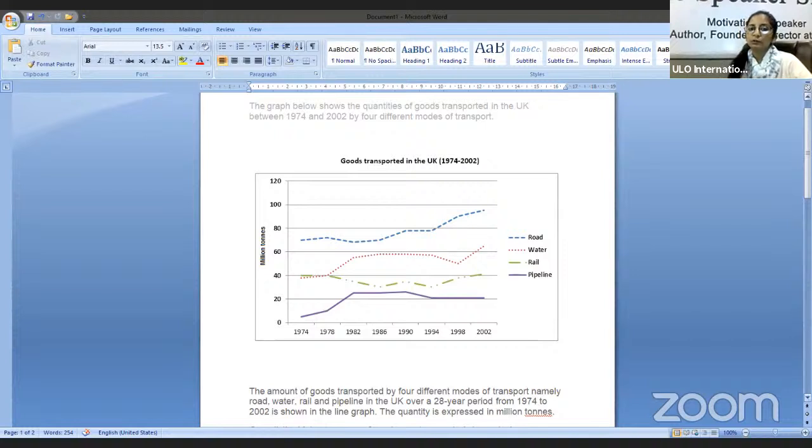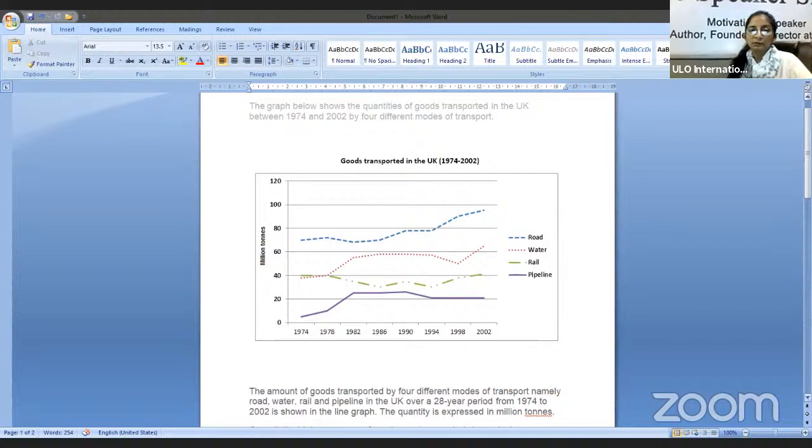So I have started with the amount of goods, not with the line graph. The quantity is expressed in million tons, so here we have given the unit of the quantity. The unit is million tons. The amount of goods transported by four different modes of transport, namely road, water, rail, and pipeline, in the UK over a 28-year period from 1974 to 2002 is shown in the line graph. The quantity is expressed or represented in million tons.